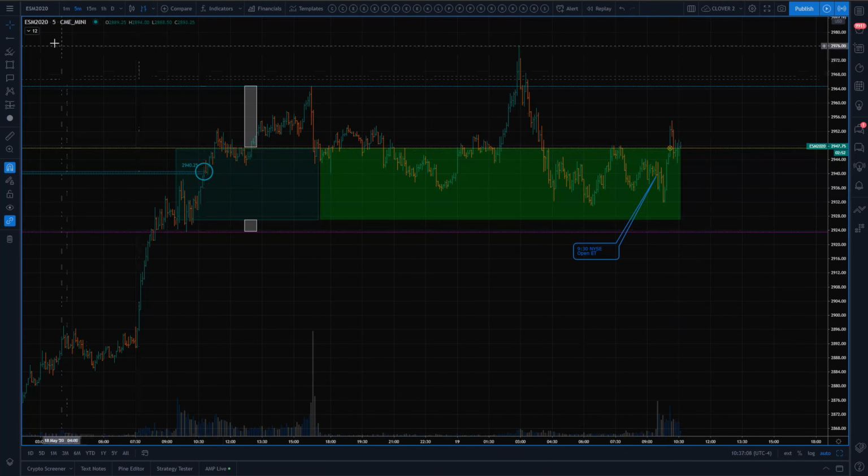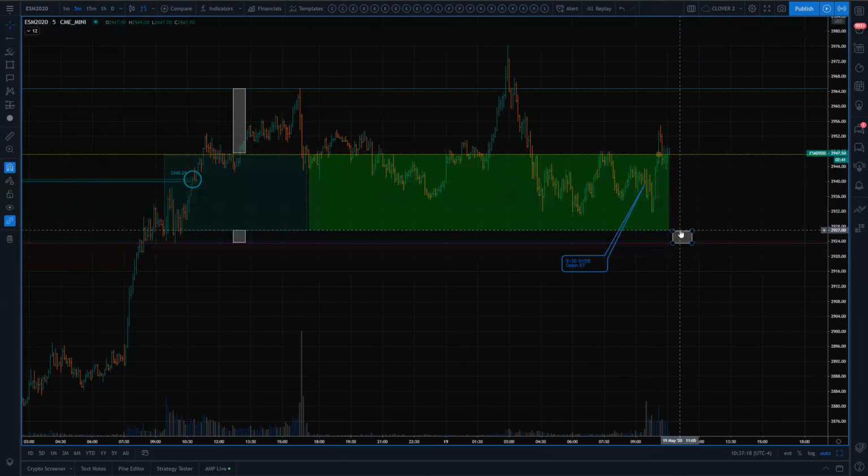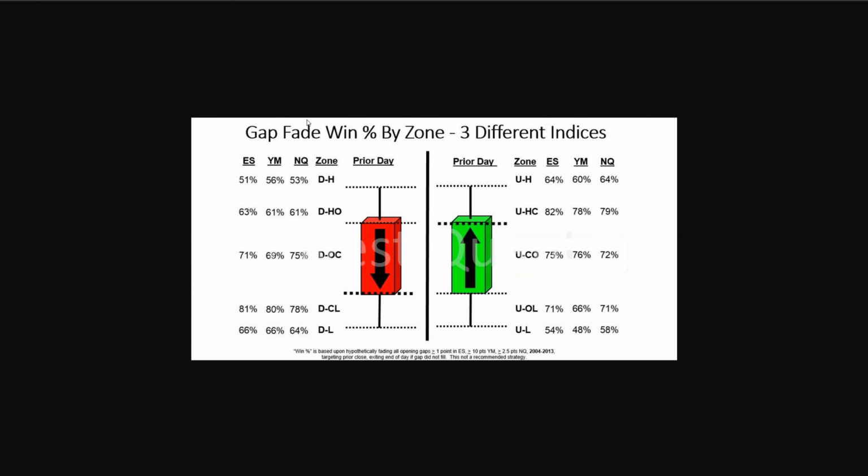If we were to open between the low and the cash open yesterday, somewhere in this zone, then those odds change and they're not so great anymore. That's when you get to this area. The previous day's candle was a green body candle, and you're opening between the open and the low, it comes down to 71%. If you open all the way beneath the low of the previous candle, and the previous candle was a green candle, it's only a 54% chance of filling.